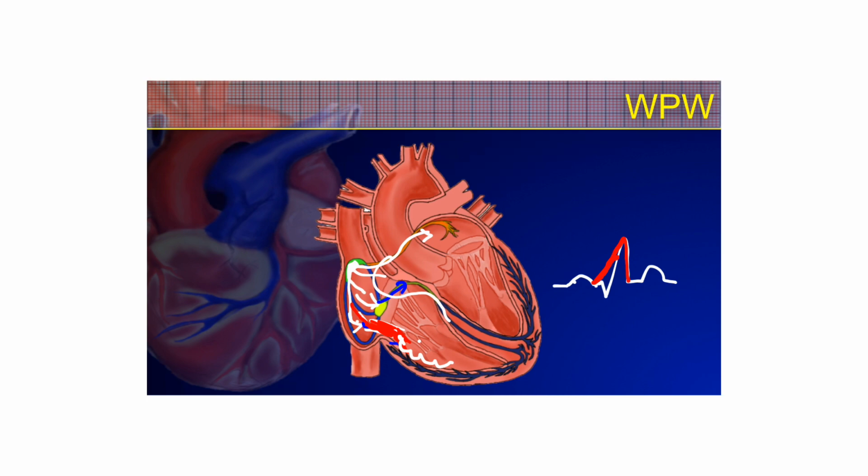And that's what you'll actually see. So you'll see a normal P wave, and then this big delta wave and widened QRS complex, and that's your typical WPW presentation.